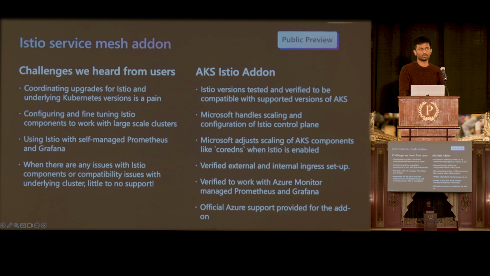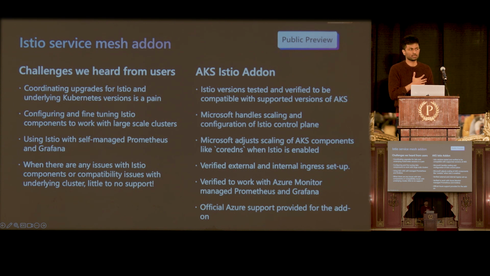Next, we added these 2 slides at the end on request, after we got a few questions on multi-cluster service mesh during the launch. So basically, we already have the single cluster Istio service mesh add-on, as I already spoke of. What challenges did we hear from users? Orchestrating Istio upgrades on top of clusters is tough. Fine-tuning Istio for large-scale clusters is again tough. You have to fine-tune CoreDNS and a whole bunch of other things.